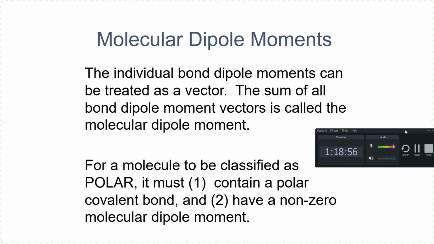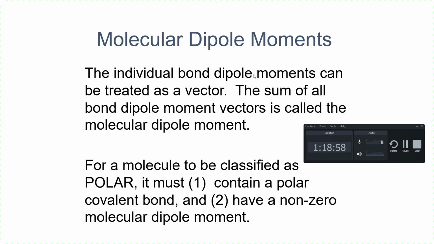So a molecular dipole moment then is sort of a vector sum of all the dipole moments. Now I'll get to what that means in a moment. For a molecule to be classified as polar, these are the two criteria that you need. Number one, it has to contain a polar covalent bond. If it only has relatively nonpolar covalent bonds, or if it has perfectly covalent bonds, it won't be polar. It needs a polar covalent bond. And secondly, it must have a non-zero molecular dipole moment.